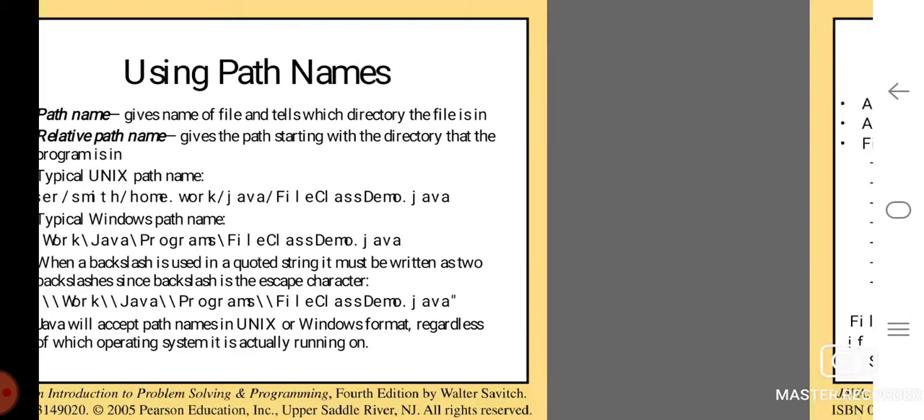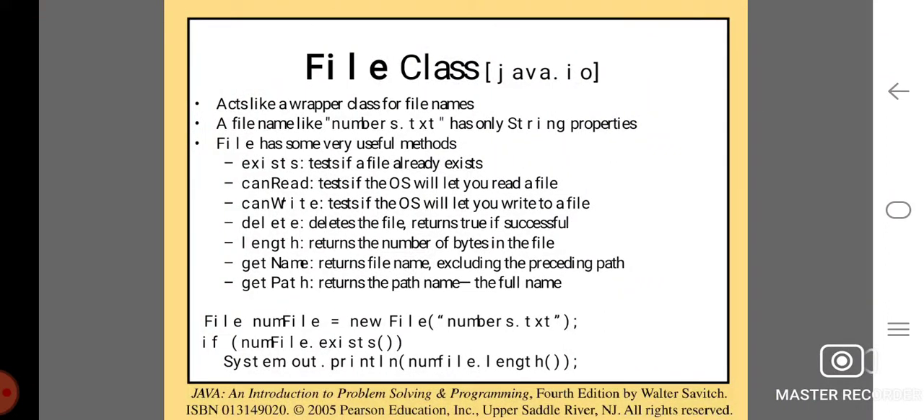The File class acts like a wrapper class for file names. A file name like number.txt has only string properties. File has some very useful methods, for example exists, which tests if a file already exists.